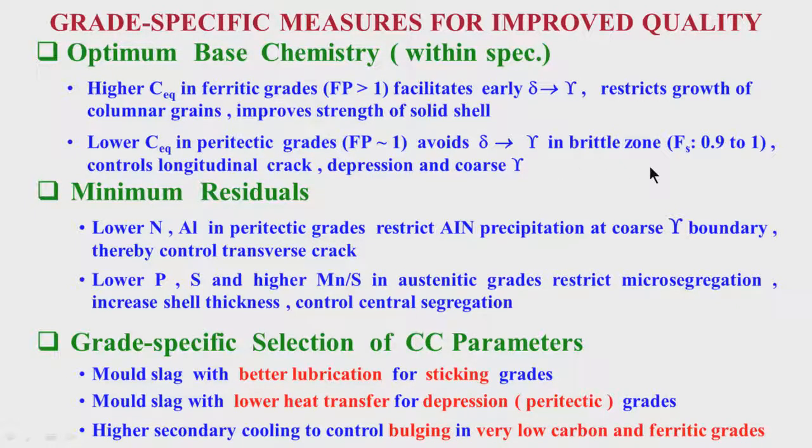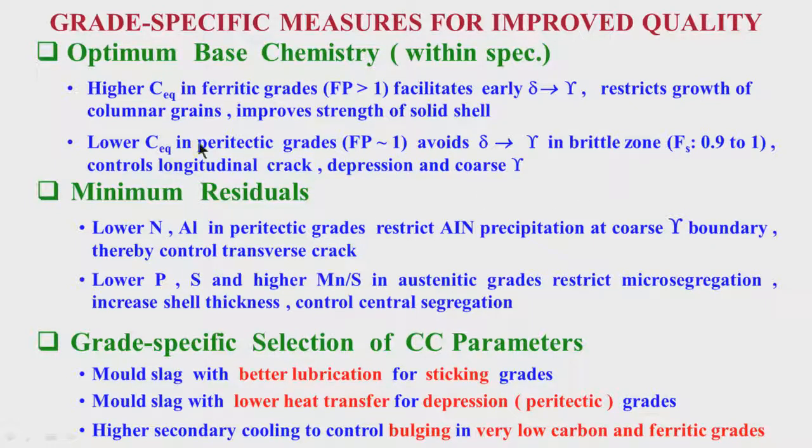So, what you do, you slightly decrease the carbon equivalent, so that you can avoid delta to gamma in the brittle temperature region. Thereby you can control additional stress generation from delta to gamma transformation towards the end of the brittle temperature region. This is the brittle temperature region. So, if you can avoid delta to gamma in this region, your depression tendency will be less.